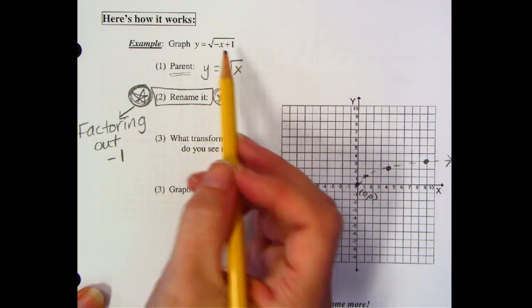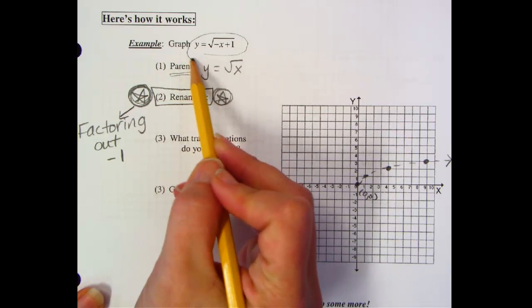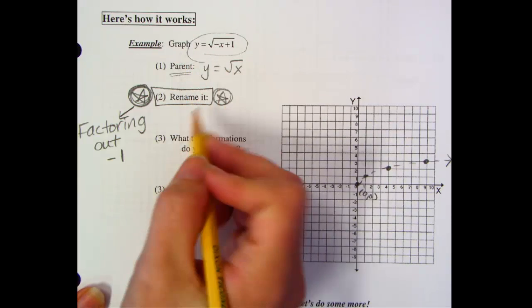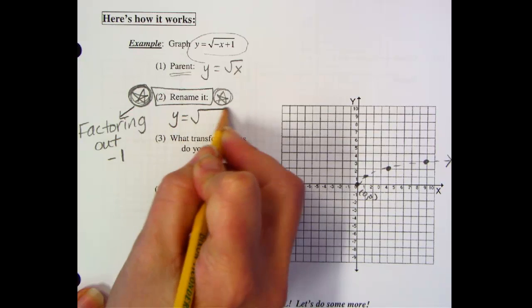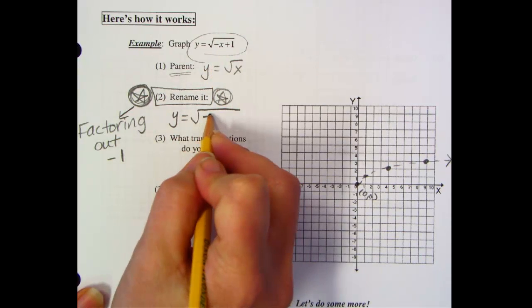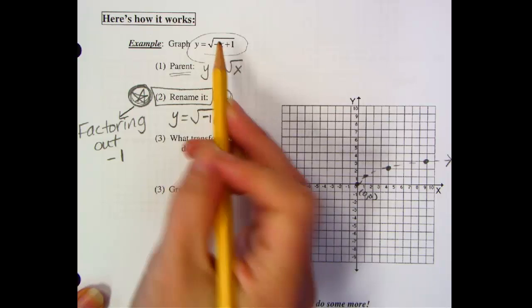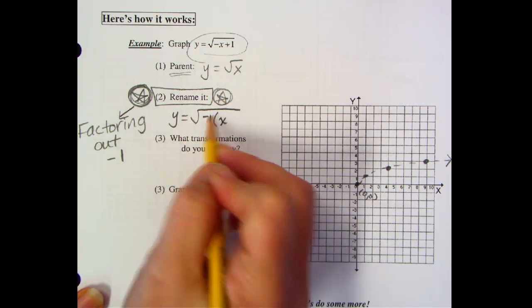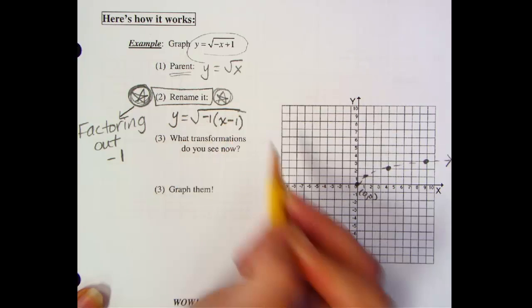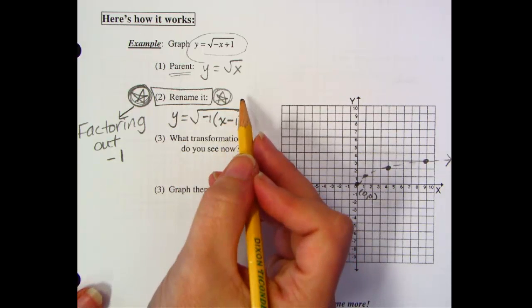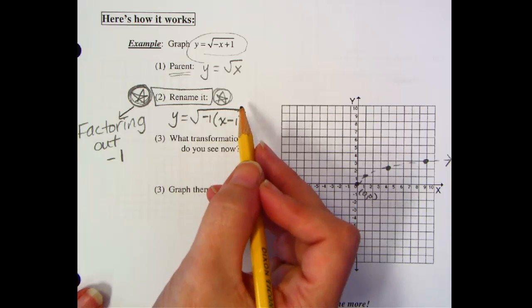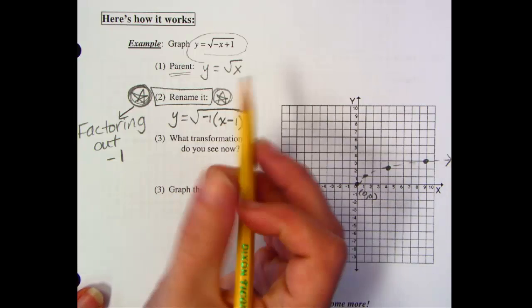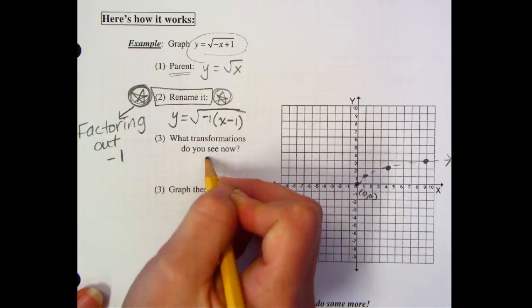So I start with y equals the square root of negative x plus 1. I need to factor out that negative 1. Negative x divided by negative 1 is positive x. Positive 1 divided by negative 1 is minus 1. So that is how we rename, and that's the critical step. That's really the only difference in reflecting over a y-axis. So now the math is consistent with what we've always seen.